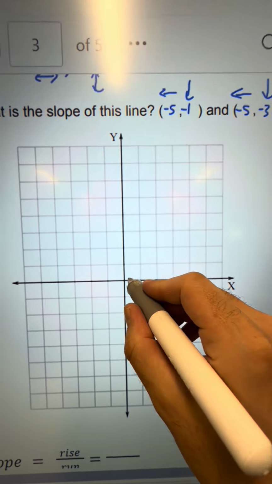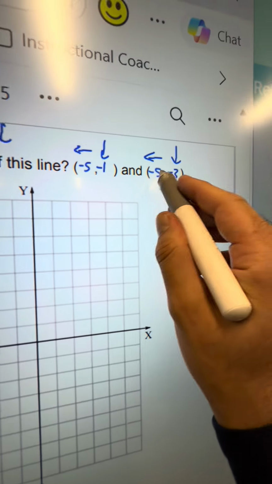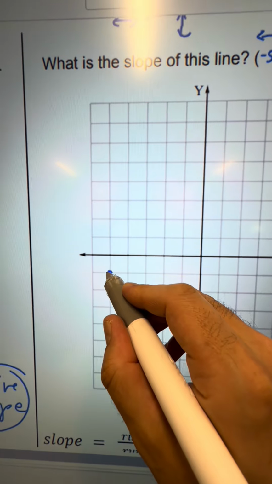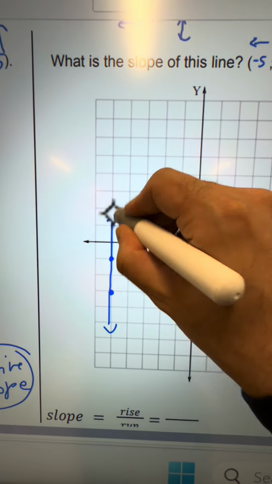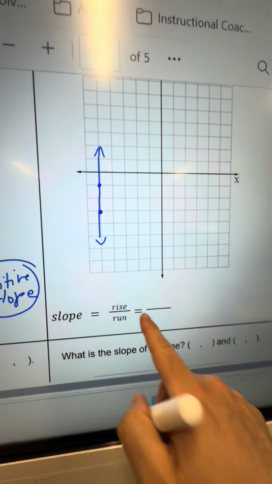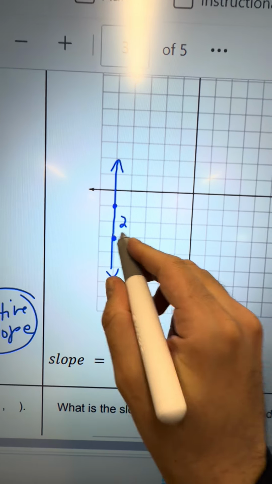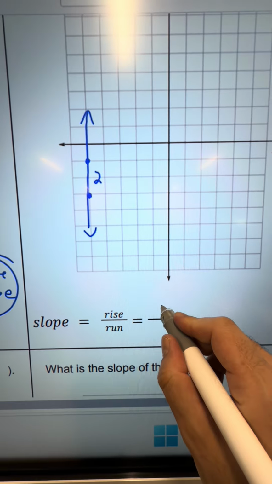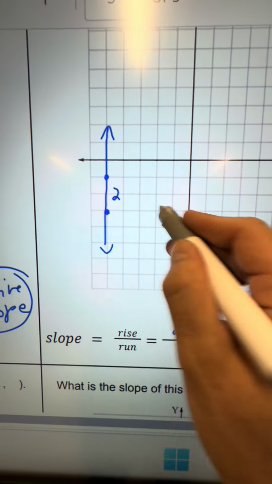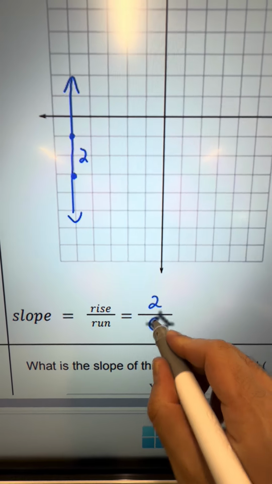So here I'm going to put left 5, 1, 2, 3, 4, 5, down 1. Then the other one is left 5, down 3. So left 5, down 1, 2, 3. Then I draw my line through those 2 points. Next, you need to get the rise and the run. So here I can see my rise is 2. And notice there's no run. It just moves up 2 and that's it. So I'm going to put my rise as 2 units. There is no run. So since there's no run, the number we're going to use for that is 0.